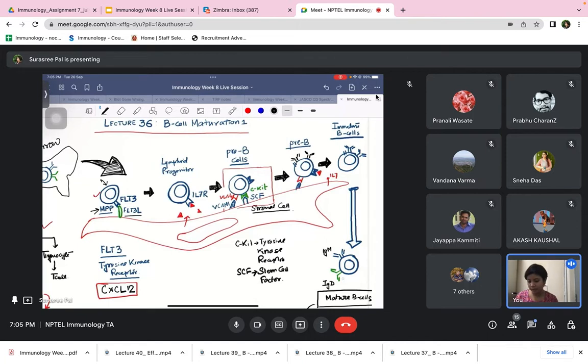What is FLT3? FLT3 is a tyrosine kinase receptor. This tyrosine kinase receptor is expressed on the multipotent progenitor cells, and this FLT3 receptor can interact with the FLT3 ligand expressed on the surface of the stromal cells. So once this interaction takes place, the multipotent progenitor cell comes in contact with the stromal cell through the interaction of the cell adhesion molecules. Next, what happens? This multipotent progenitor cell will become the lymphoid progenitor cell, right?